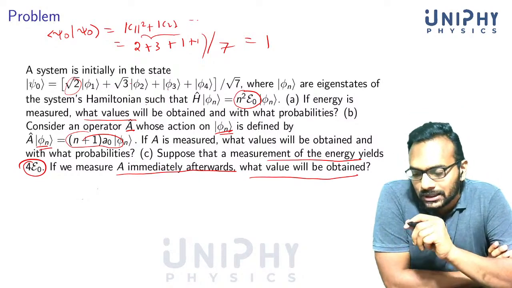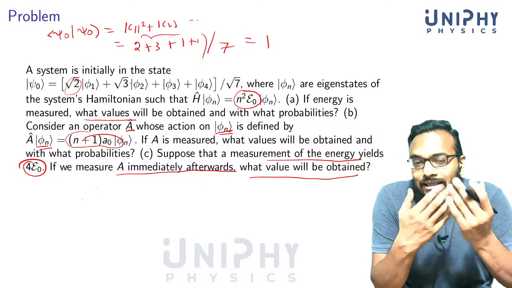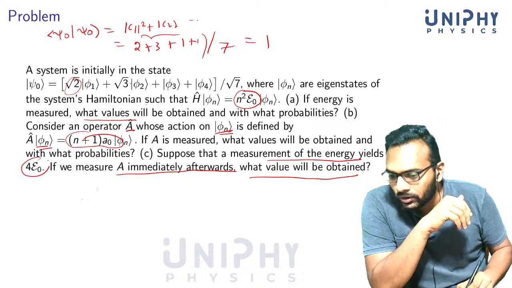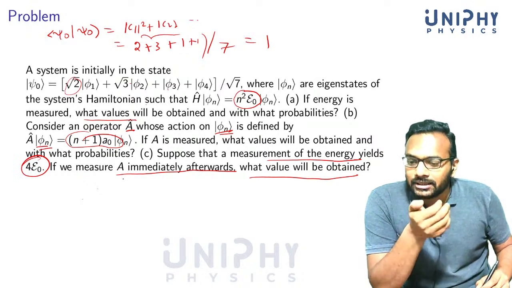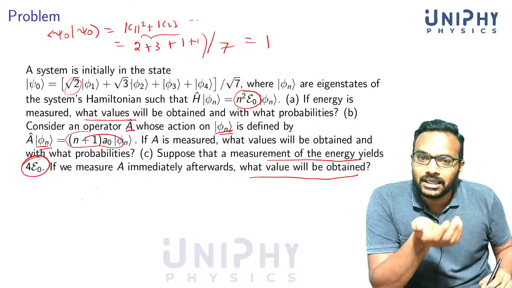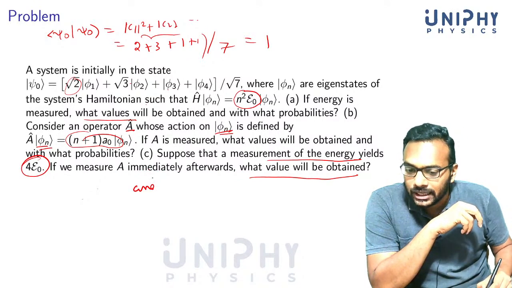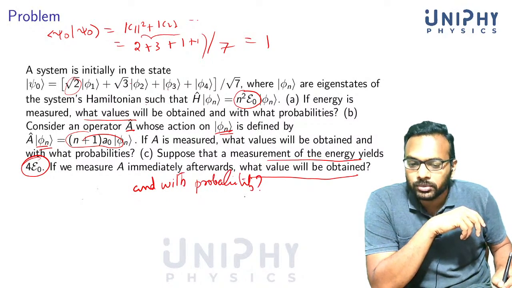So now this question is more important. They say that an energy measurement is already made and you got 4 epsilon 0. Now, after making this measurement on the system, you measure A immediately. What value will be obtained, and with what probability?